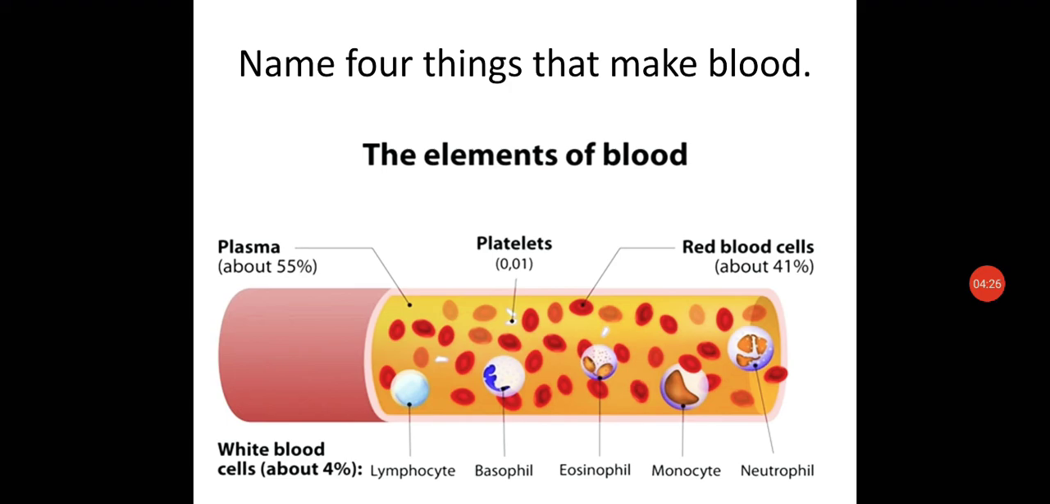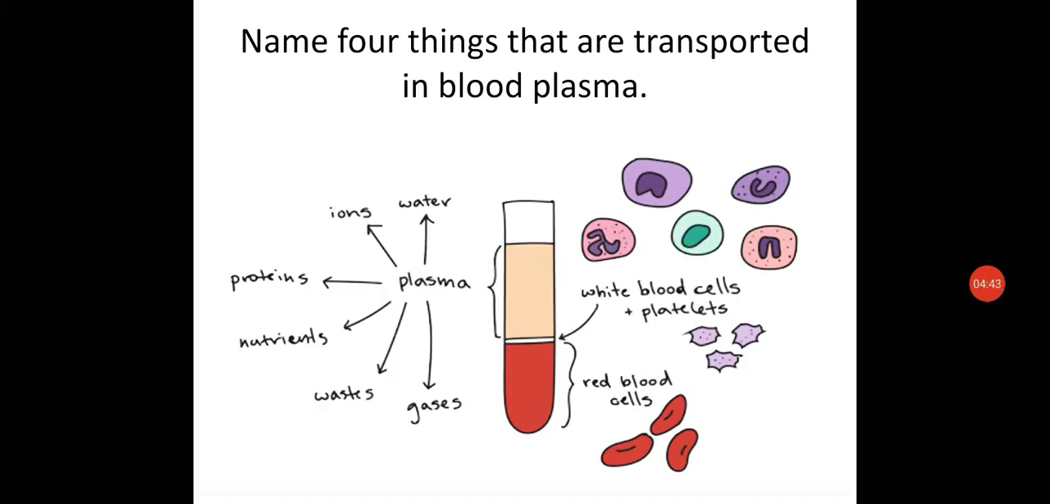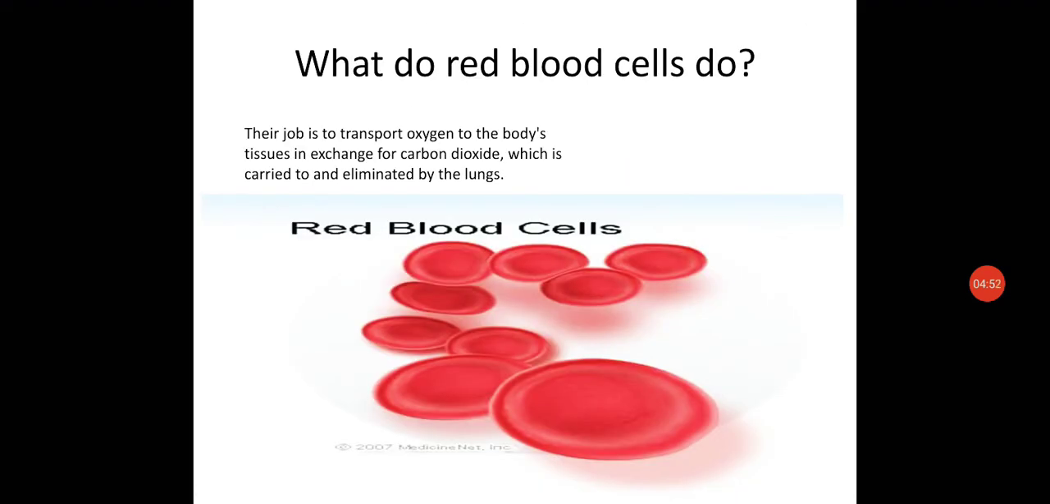Name 4 things that make blood. The elements of the blood are plasma, platelets, red blood cells and white blood cells. So here are white blood cells. Name 4 things that are transported in blood plasma. These are water, ions, proteins, nutrients, wastes and gases. What do red blood cells do? Their job is to transport oxygen to the body's tissues in exchange for carbon dioxide, which is carried to and eliminated by the lungs. So here are red blood cells.